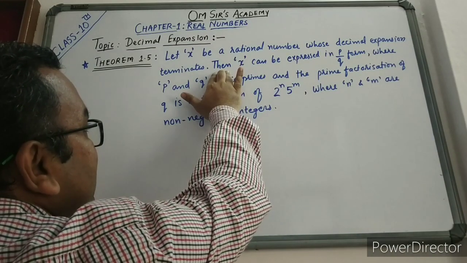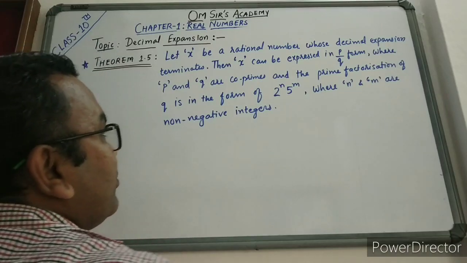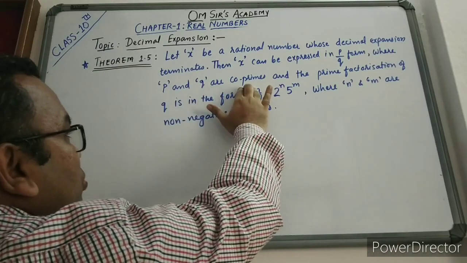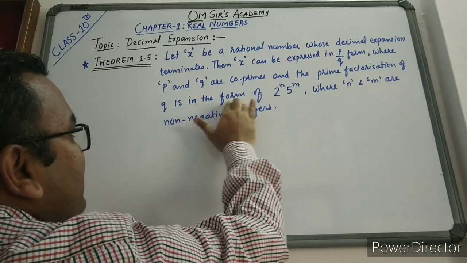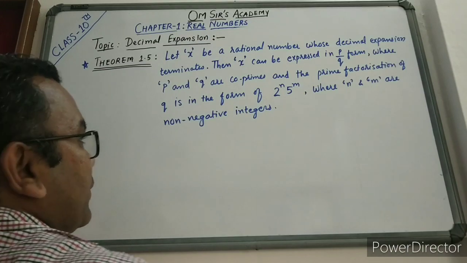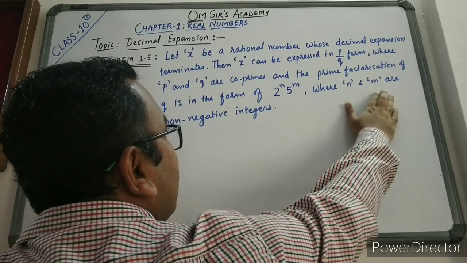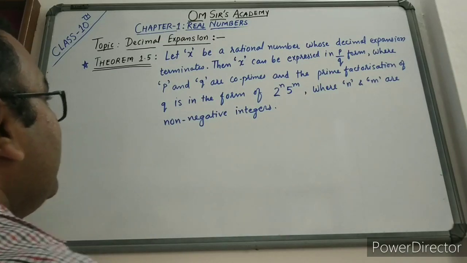So here it says that x can be expressed in the p by q form where p and q are co-primes and the prime factorization of q is in the form of 2 raised to n and 5 raised to m. Is it clear? Where n and m, that is both these powers, are non-negative integers.